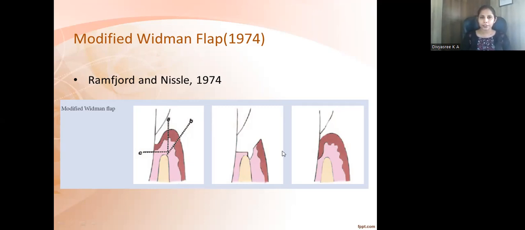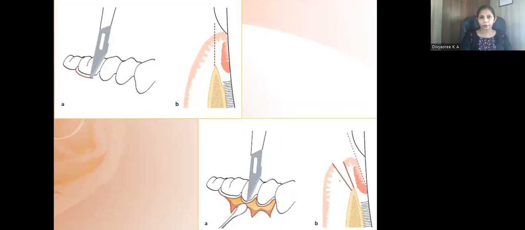And which are the periodontal flap surgeries involved in correction of pockets? We have basically three surgeries: modified Widman flap surgery, apically displaced, as well as undisplaced flap surgery. Modified Widman flap surgery was introduced by Ramfjord and Nissle in the year 1974. This is mainly indicated in areas with moderate to deep pockets. This surgery also helps in correction of underlying bony defects. It is mainly indicated in anteriors. Usually it is not that preferred in posteriors.